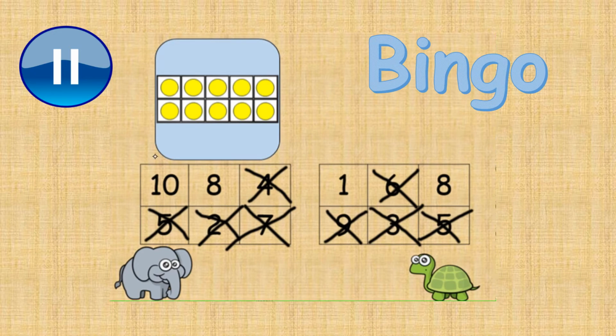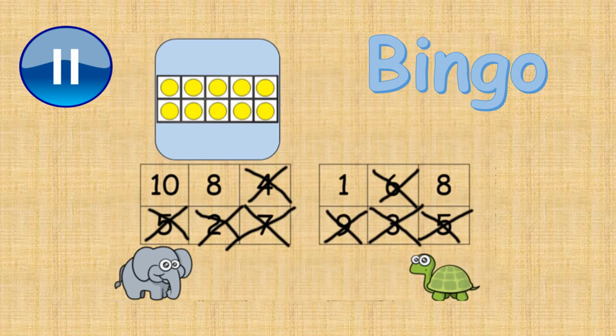Have you managed to work it out? There are 10 counters. It's one full tens frame. There's 5 at the top and 5 at the bottom. There are no empty spaces. So we know straight away that there are 10 counters in the tens frame.